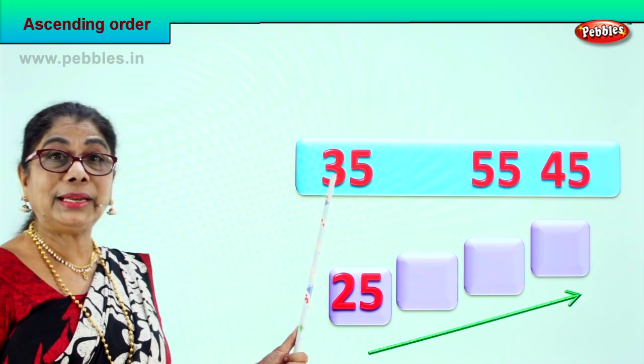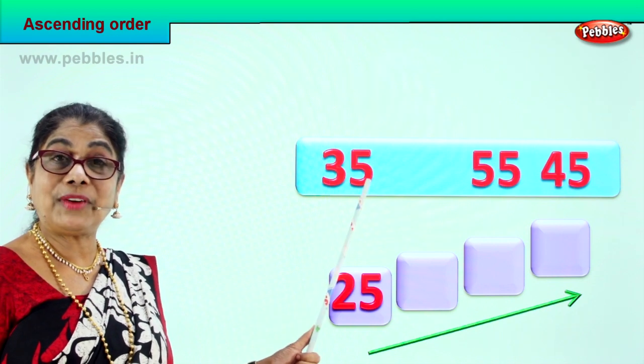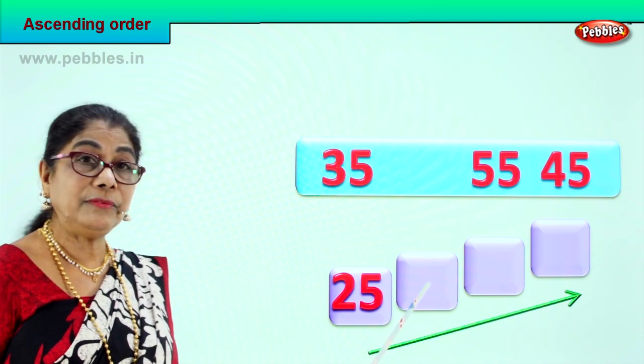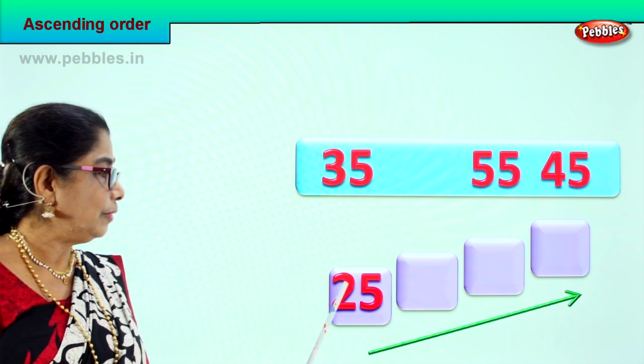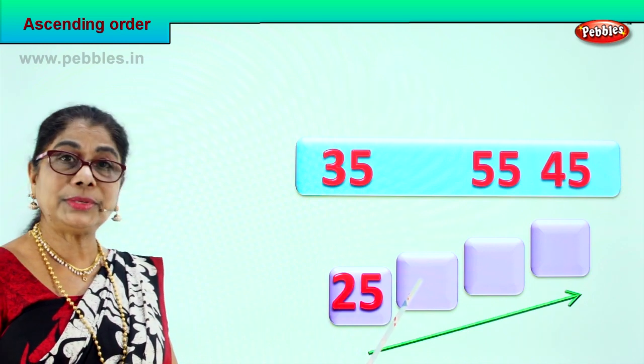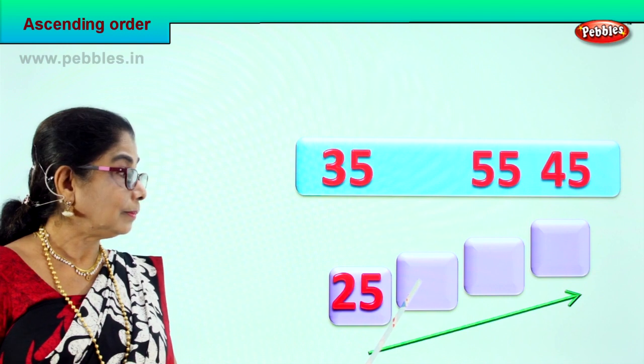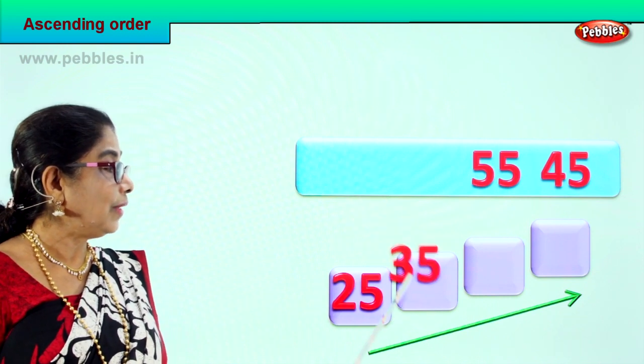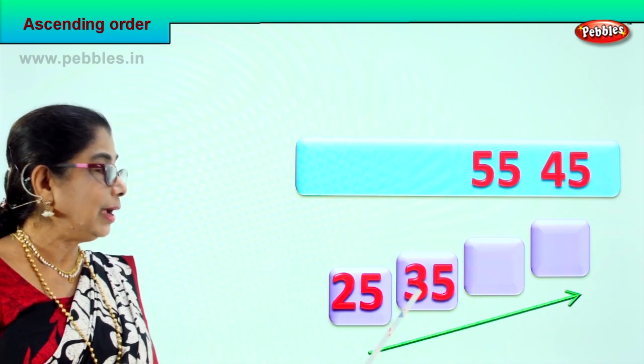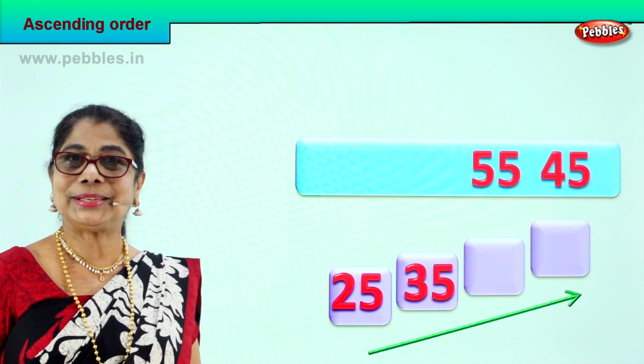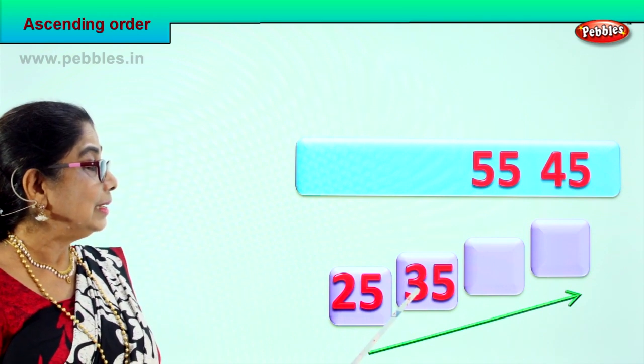Next we go on to 3 tens. 3 tens, 5 ones, 35. That we put here. So 25 and the 35 comes here. 3 tens, so 3 tens, 5 ones come here. So 25, 35. Good.